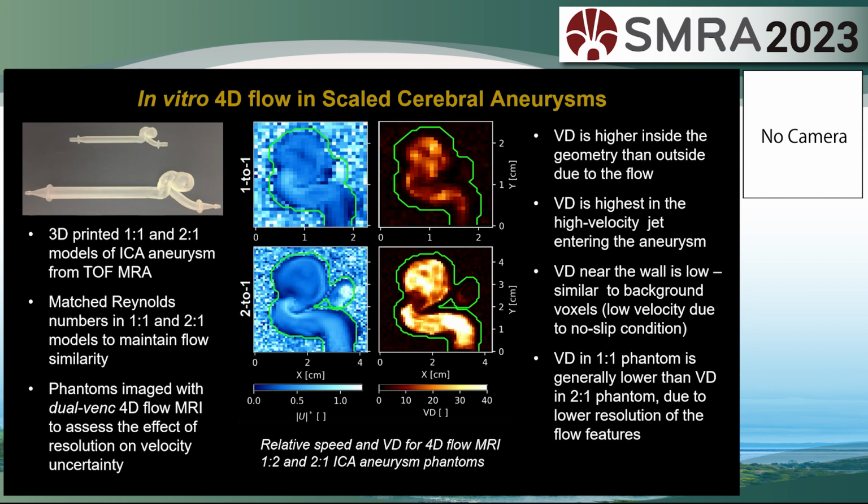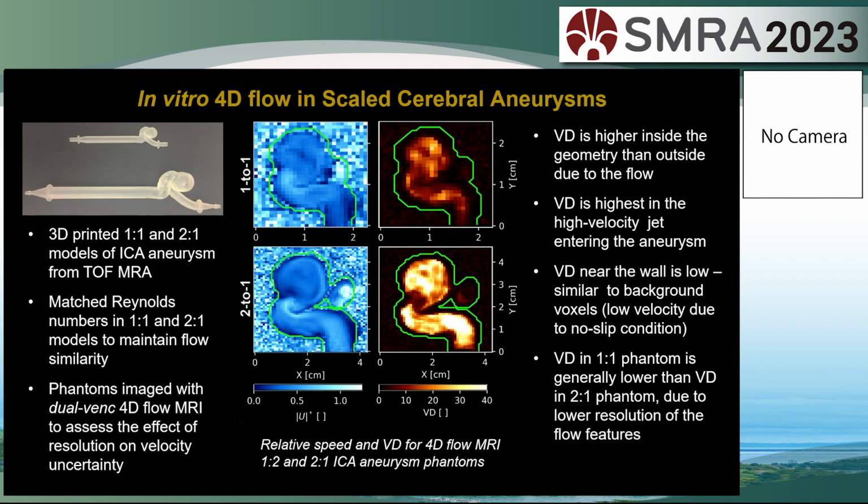So in vitro testing was done on a model of cerebral aneurysms. We 3D printed 2 replicas of internal carotid artery aneurysm data actually obtained from Susanna Schnell and Michael Markl's group at Northwestern. So we printed a 1-to-1 and a scaled 2-to-1 model. And this way we can keep the flow similar by matching the Reynolds number, scaling the velocity. Use the same voxel size and adjust the VENC according to the maximum velocity.